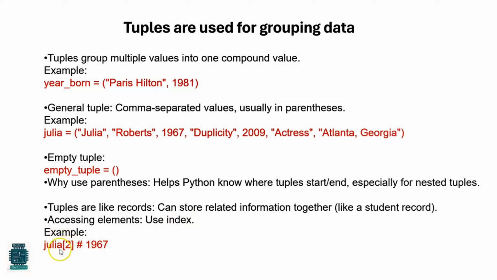Let us see an example. julia[2]. I have taken julia[2]. 2 means 0, 1, 2. It will go and check the second index and give the output as 1967. Very clear how to access the tuple? By using index. Got it?